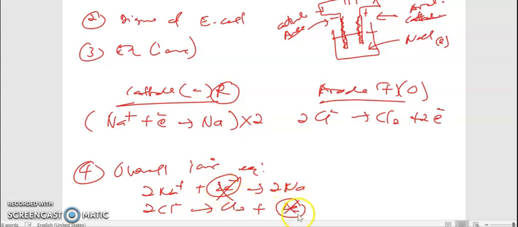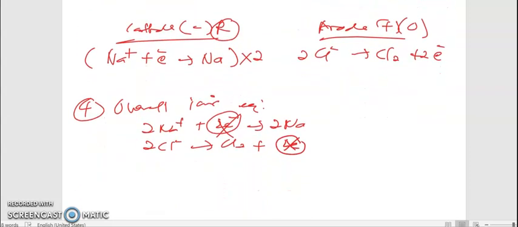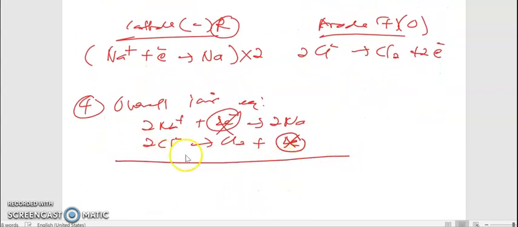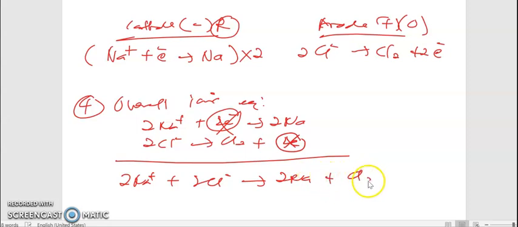So we can cancel out this electron, and we can rewrite the equation as, okay, we just group them together. 2Na plus 2Cl minus to give 2Na plus Cl2. Madam, can we write Cl minus first instead of Na plus? Yes, you can, as long as you group them together. Left hand side with the left hand side substance or the reagent, and the product on the product side.